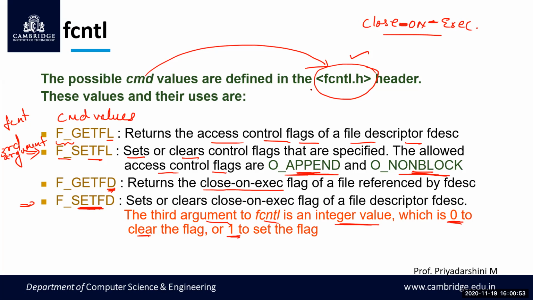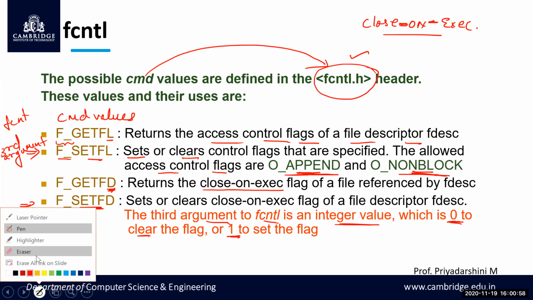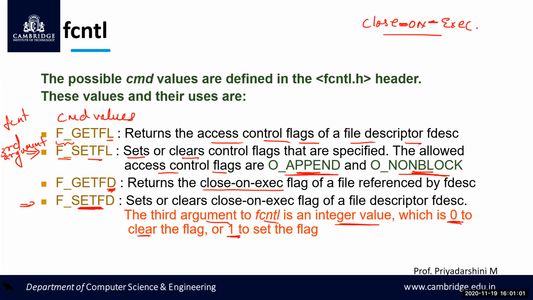Before going to the next value of a command, we will just see what a close on exec flag is, and what its behavior is, because further we will learn it in depth. For now, I'll just brief you on what the close on exec flag is. If you have a program in execution, I call it a process, because a program in running mode is what we call a process.